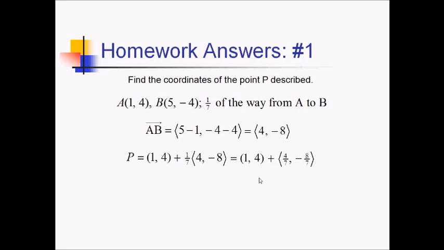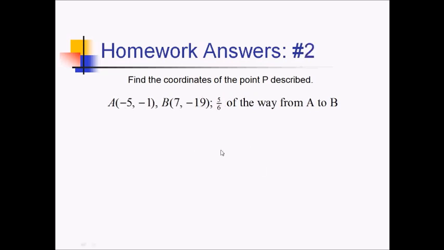Now we're just going to add the x's together and the y's together, and that'll give us our new point. So we've got 1 plus 4 over 7, that's 7 over 7 plus 4 over 7, or 11/7 for the x value. For the y value, we have 4 plus -8 over 7, so that's going to be 28 over 7 plus -8 over 7, which is 20 over 7.